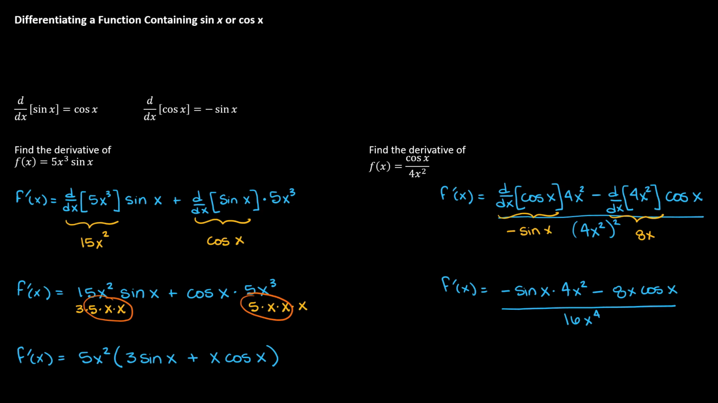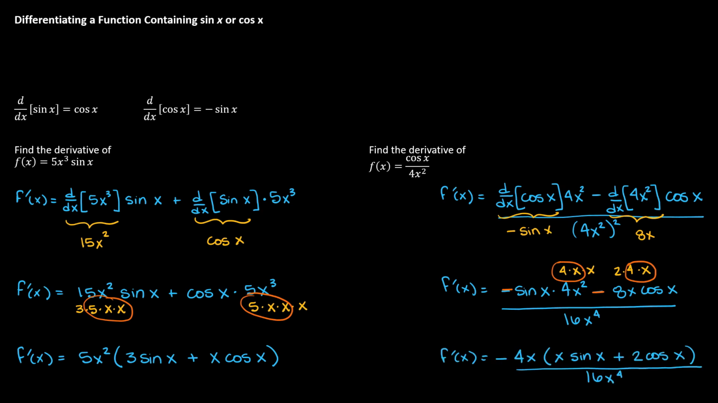And again, if you can factor, we should. So looking at the terms in our numerator, I see some factors in common. Both terms have a factor of 4x, and both terms are negative. So we're going to factor out a negative 4x. So now we have that the derivative is negative 4x multiplied to x times sine x plus 2 times cosine x, all divided by 16x to the fourth power.